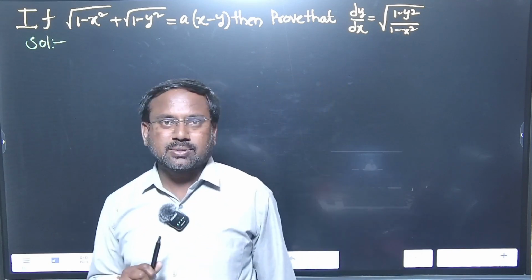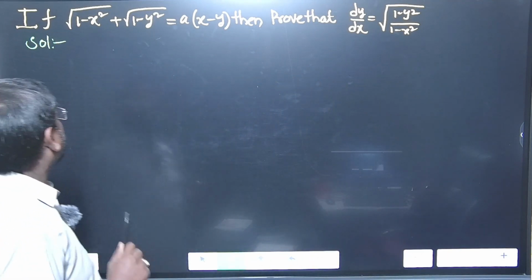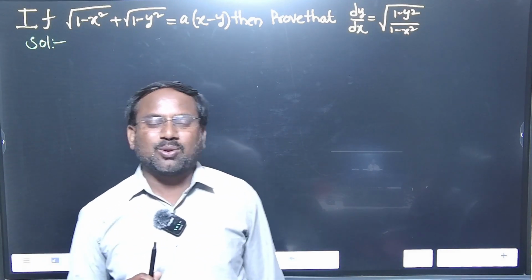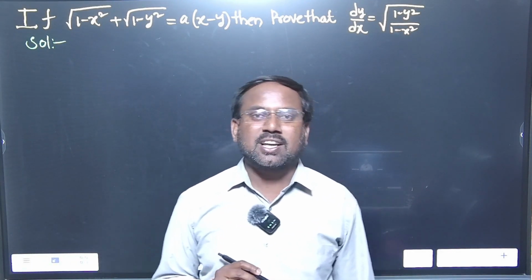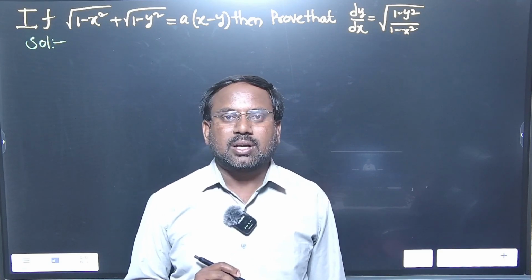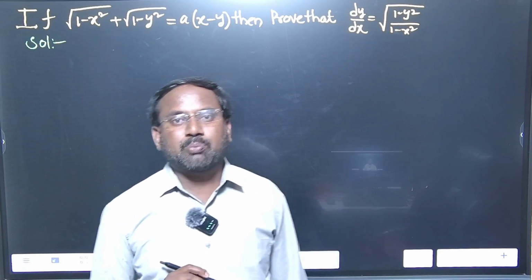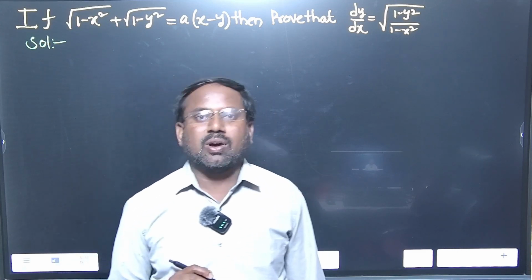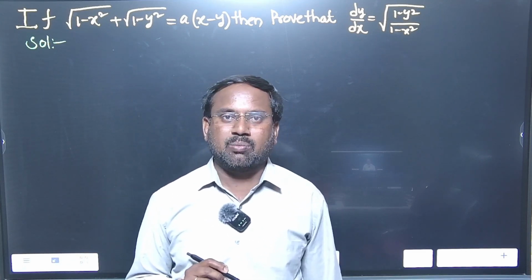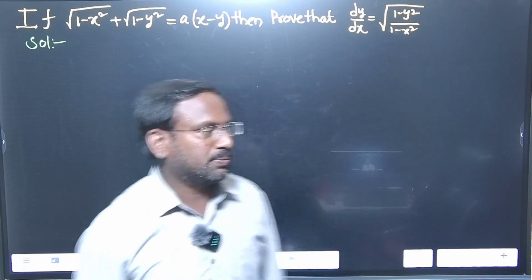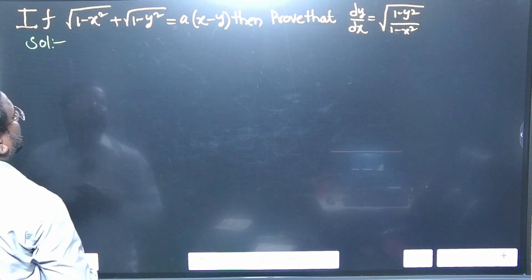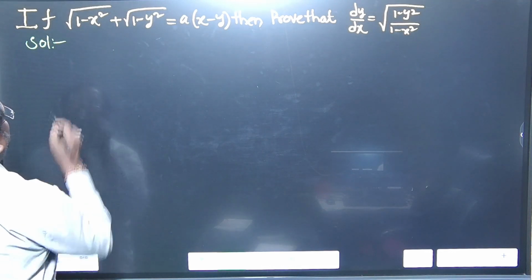My dear students, your question is: if root over 1 minus x square plus root over 1 minus y square is equal to a of x minus y, then prove that dy by dx is equal to under root of 1 minus y square by 1 minus x square. Let us start the solution.